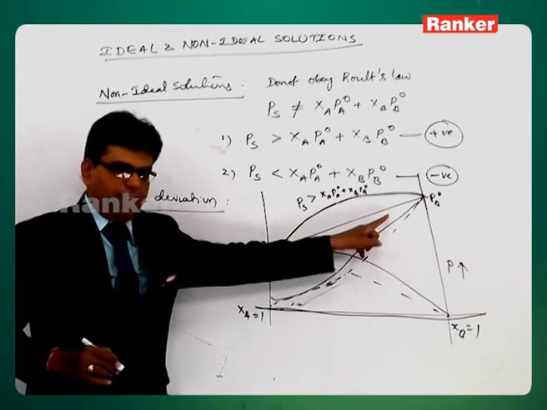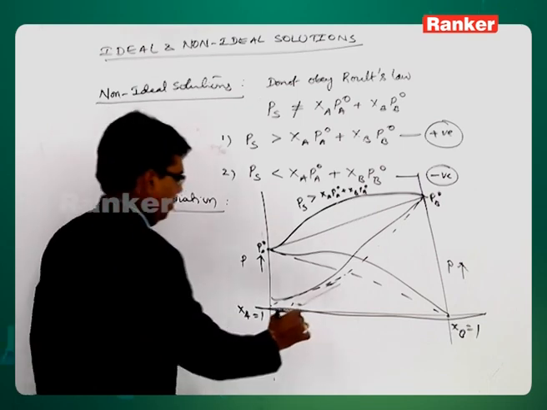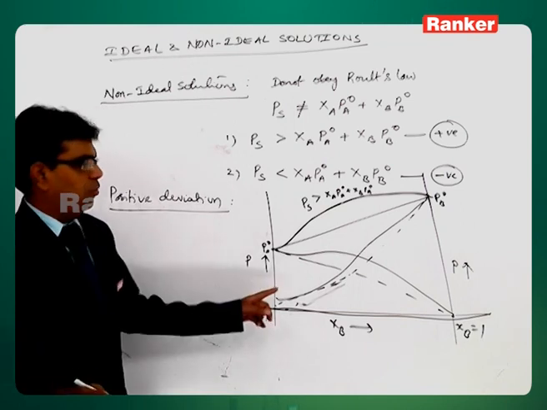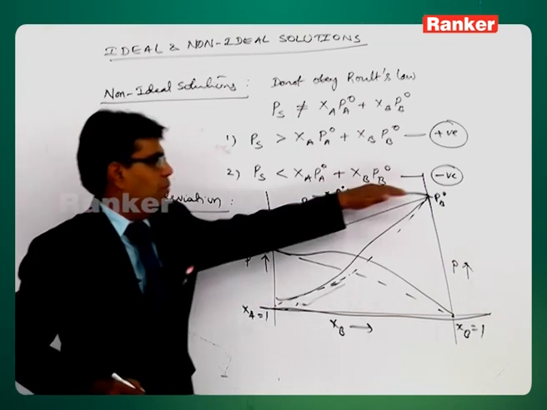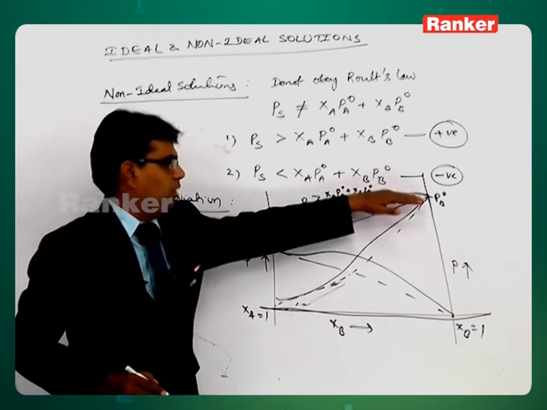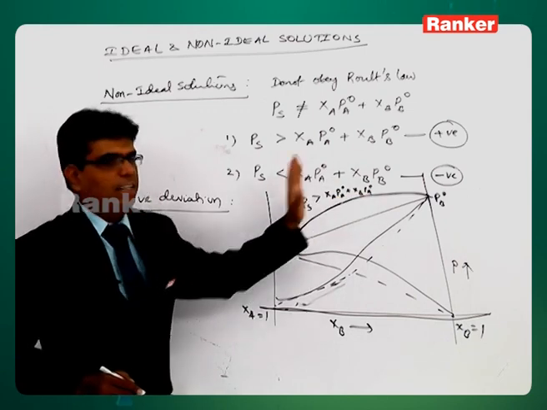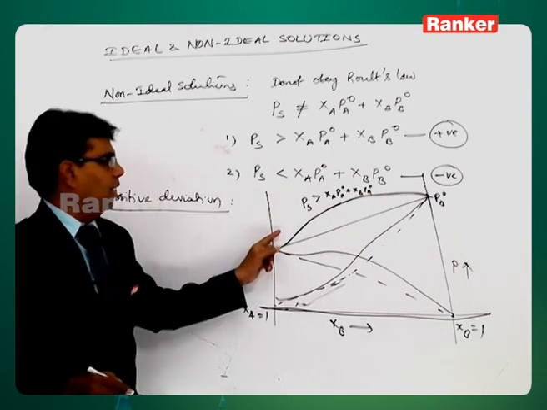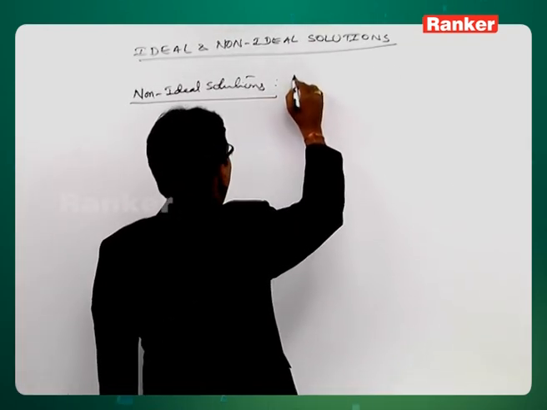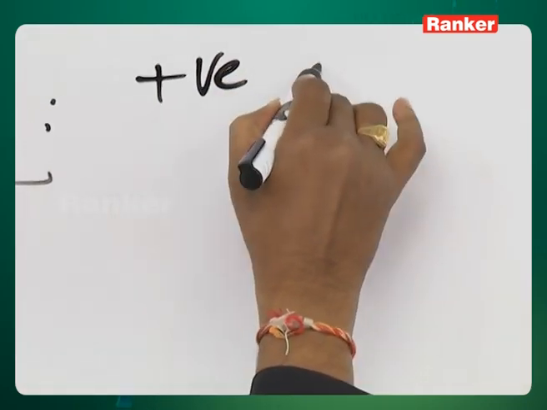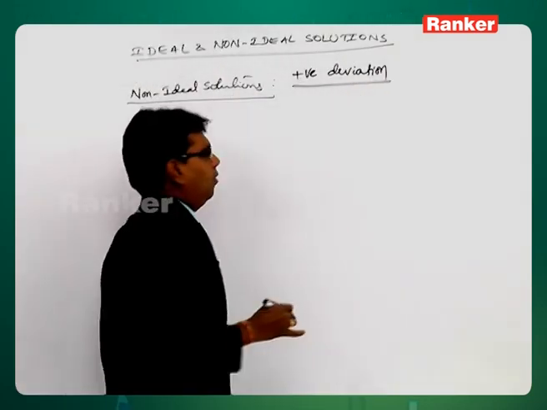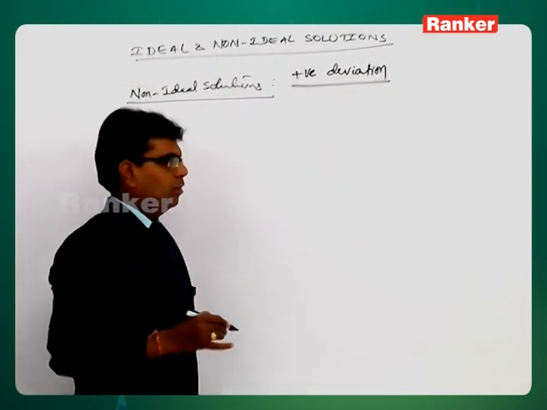This kind of graph, if you get it for mole fraction of B versus vapor pressures, if you are getting a curve above the straight line, normally what we get for an ideal solution, this positive deviation is what indicates that the solution is a non-ideal solution with positive deviation. So, we continue with non-ideal solutions with positive deviation. When do we get this positive deviation?